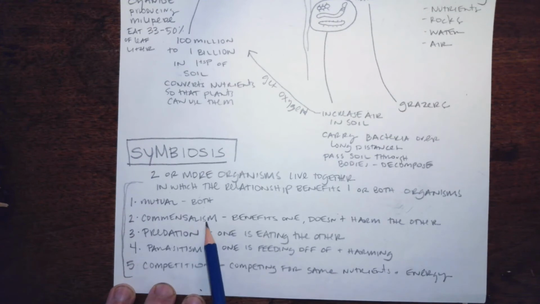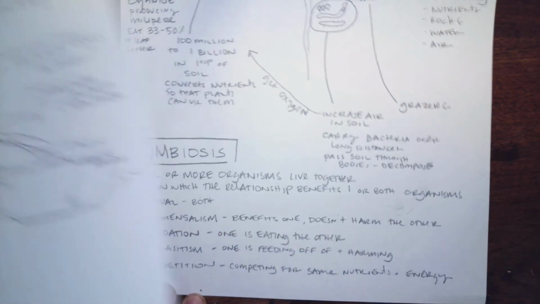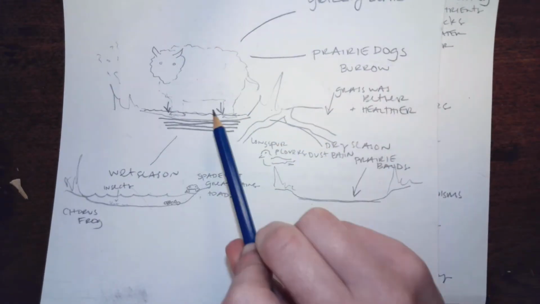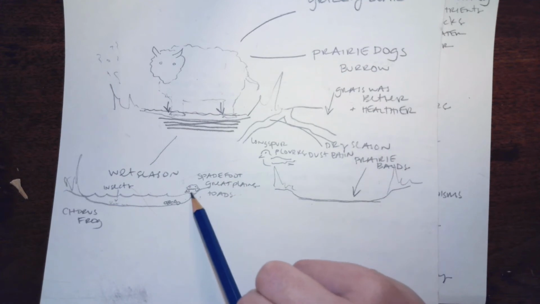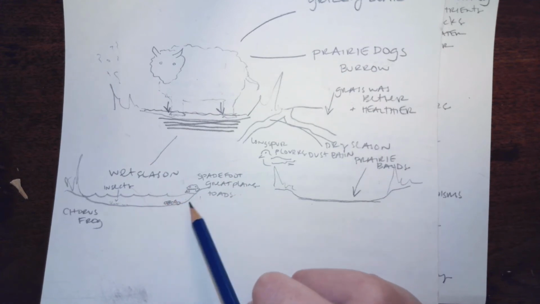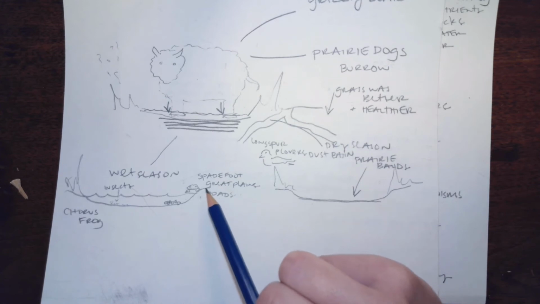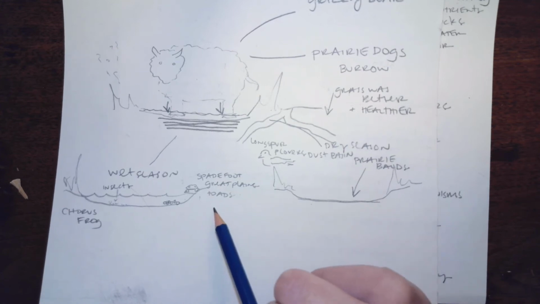There's commensalism, where one benefits and the other one isn't harmed. So when we go back to this, that may be talking about the frog and the buffalo, because the frog is benefiting from the water, right? But the buffalo isn't necessarily, that we know of, benefiting from the frog.